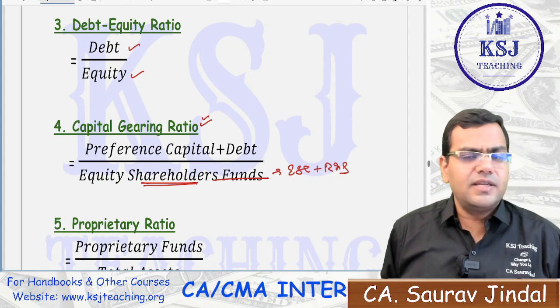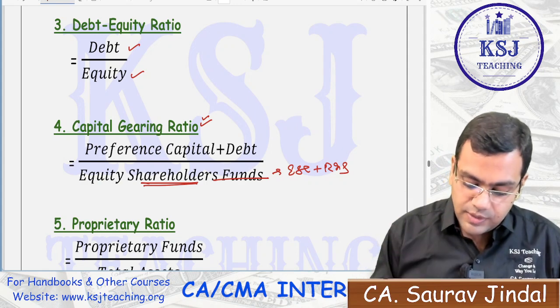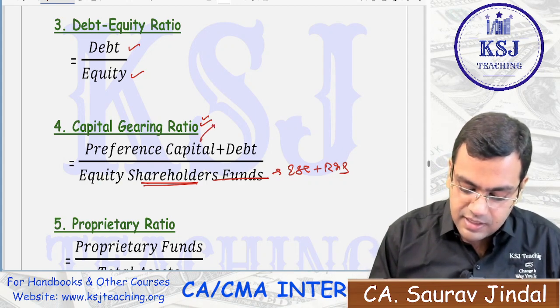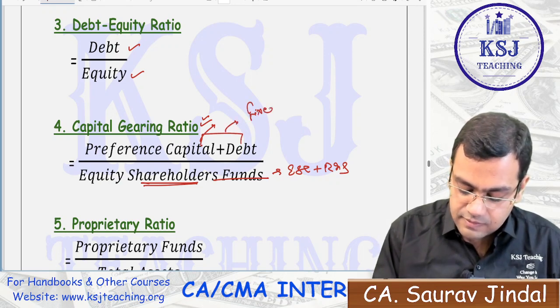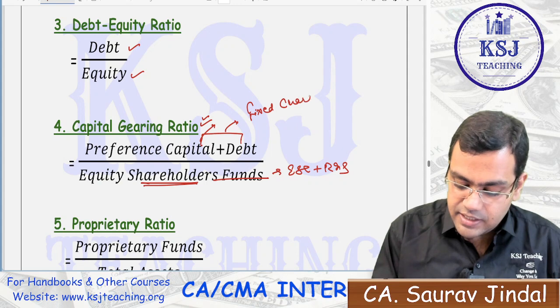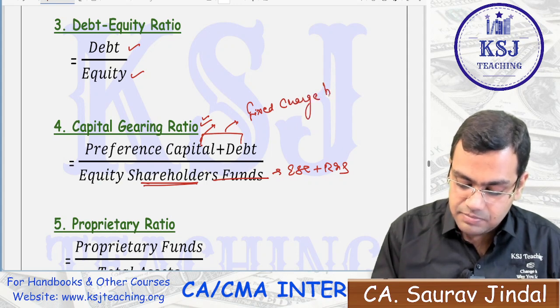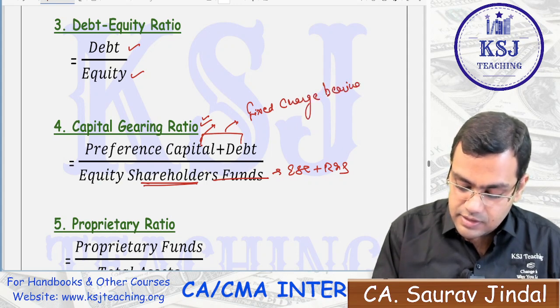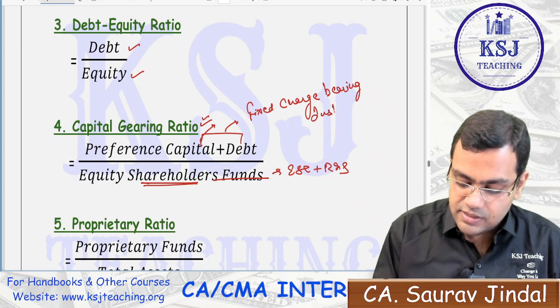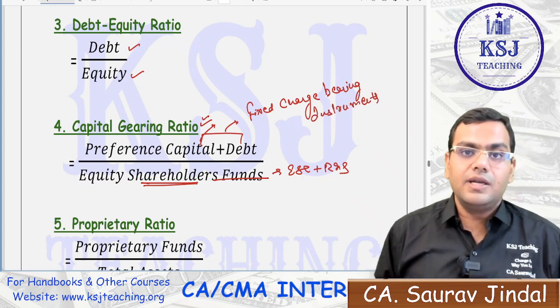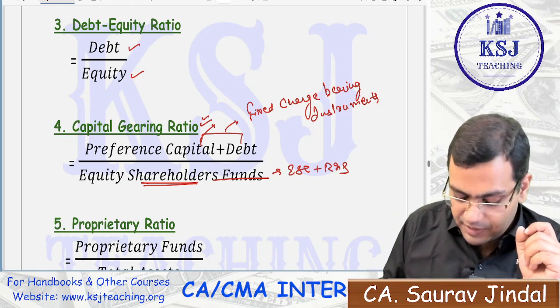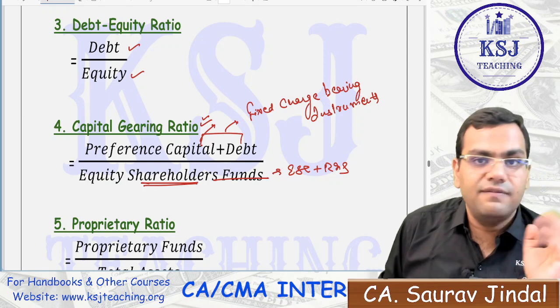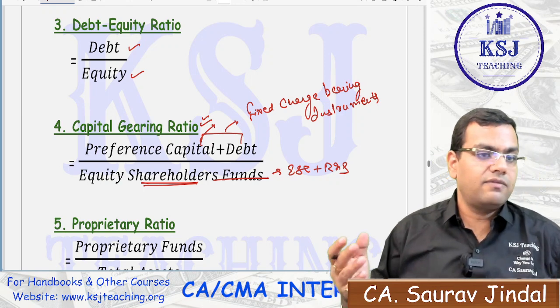Now, why is this ratio, sir? Because try to understand, preference share capital and debt are fixed charge bearing instruments. What does it mean, sir? Fixed charge bearing instruments. What do you mean by this? Sir, on the debt, you have to pay a fixed rate of interest. For the preference share capital, you have to pay a fixed rate of dividend, isn't it? Yes, sir, we have to pay it.